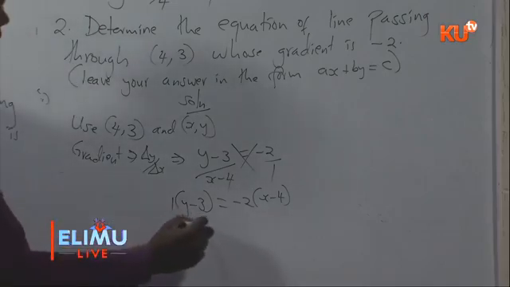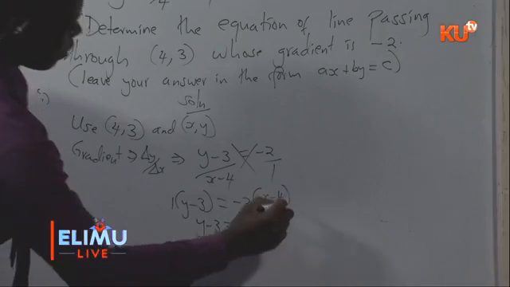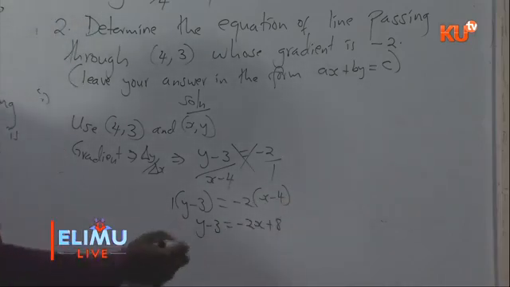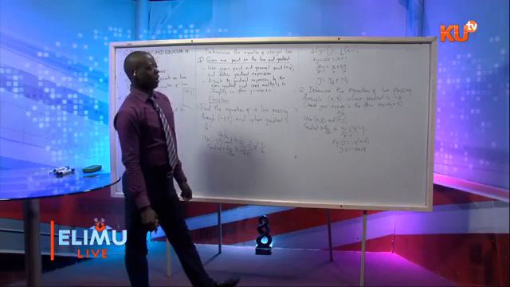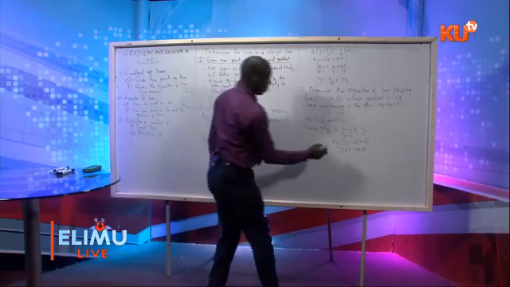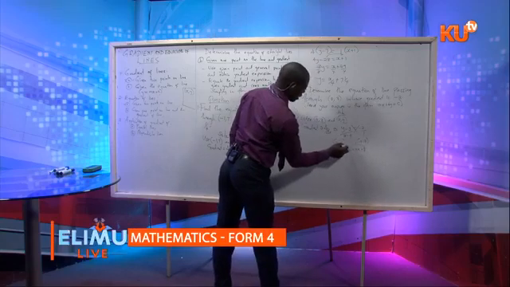Expand, so you have y less 3, -2x, add 8. So you collect the like terms. But we are told to give the answer in the form ax plus by. So I will take y to the other side and bring x on this side.